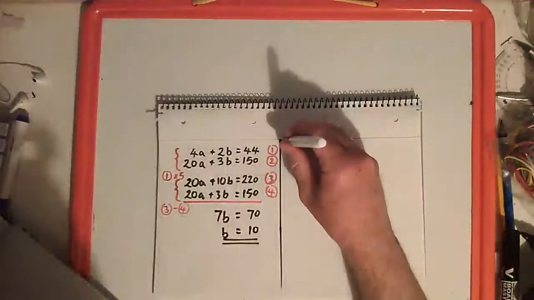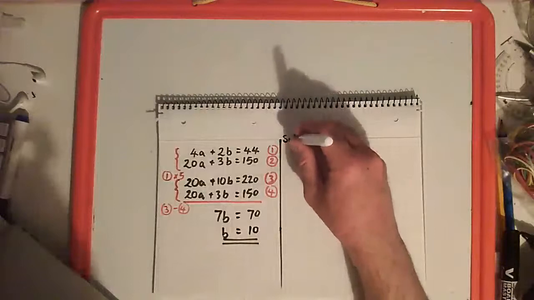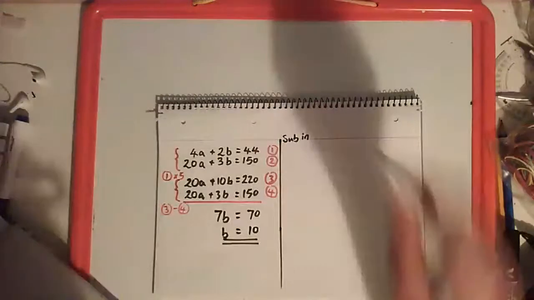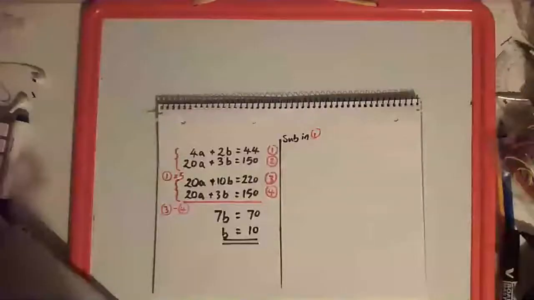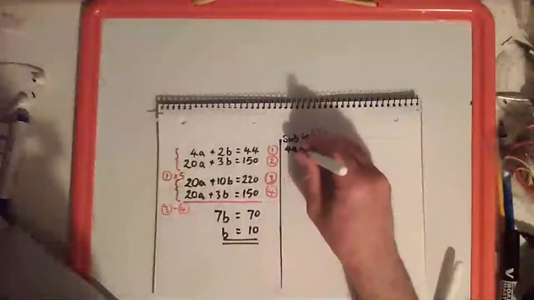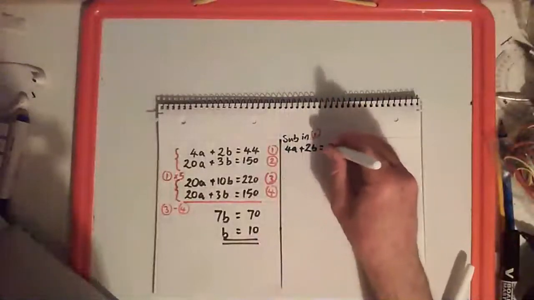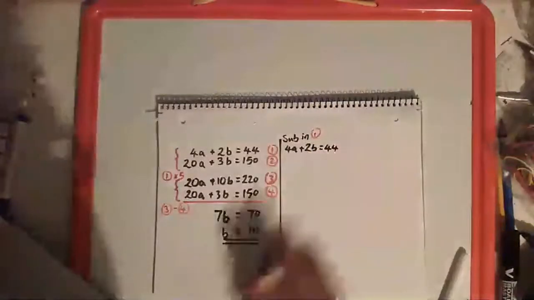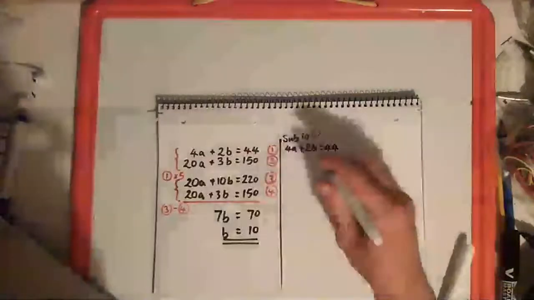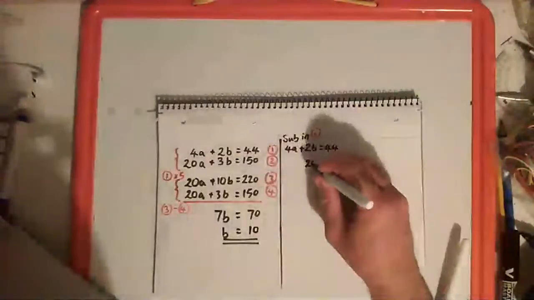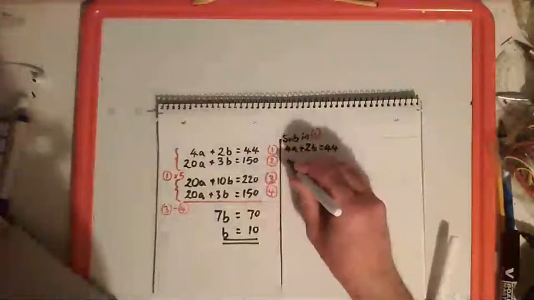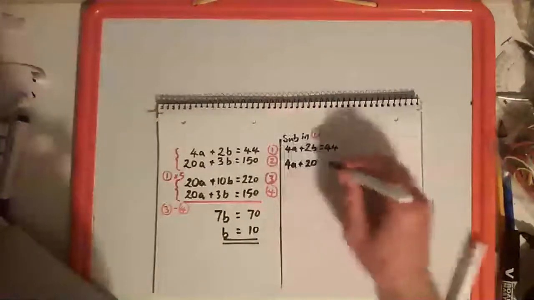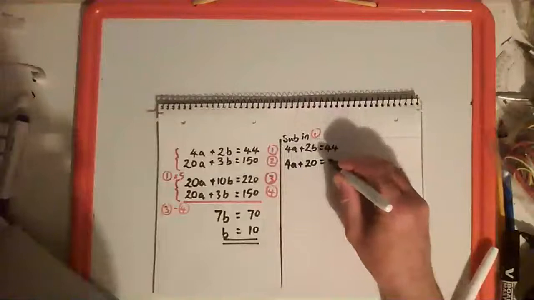Anyway, having figured out what b is, I can now substitute that into equation 1. So for short, I'm writing 1. Equation 1 was 4a plus 2b equals 44. But now I've figured out that b is 10. So that bit that says 2b becomes 20, 2 times 10. So that becomes 4a plus 20 equals 44.